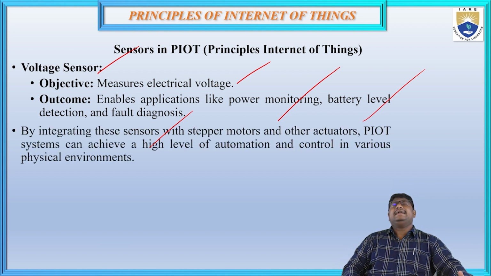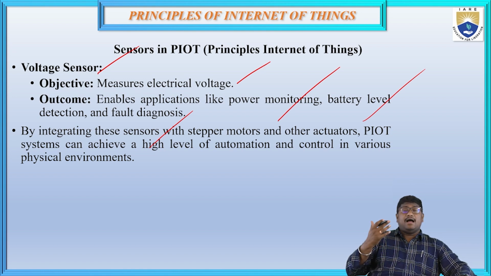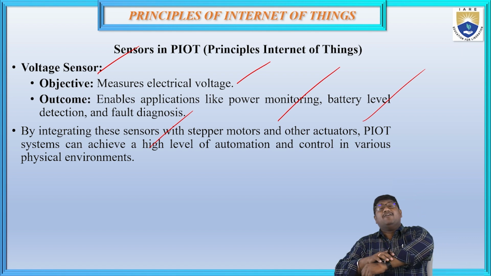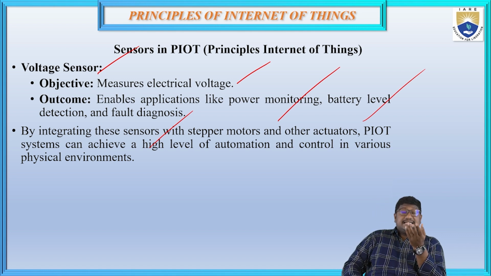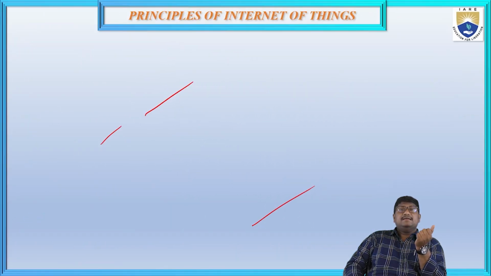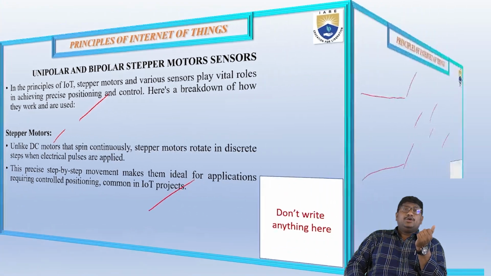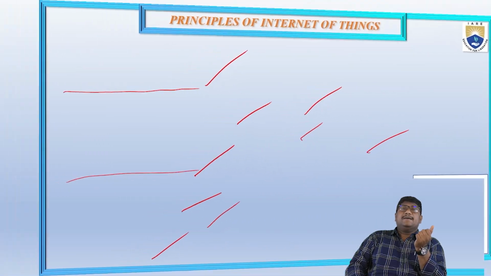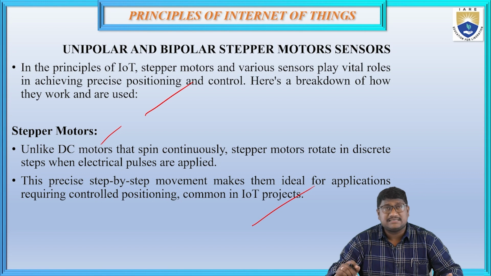And by integrating all these sensors with our stepper motor, or other actuators in our Internet of Things systems, we are going to achieve a high level of automation, and also we are going to control various physical environments with the help of these sensors. And now we will enter into the main topic, which is unipolar and bipolar stepper motor. What unipolar stepper motor and bipolar stepper motor are.